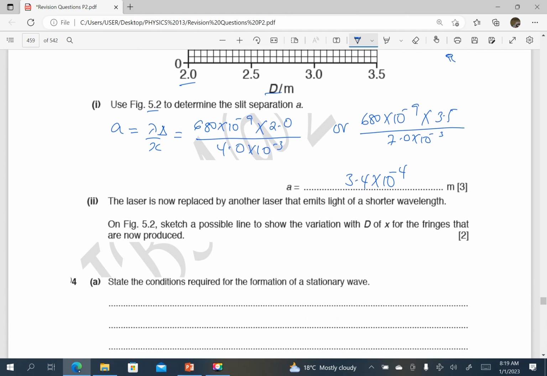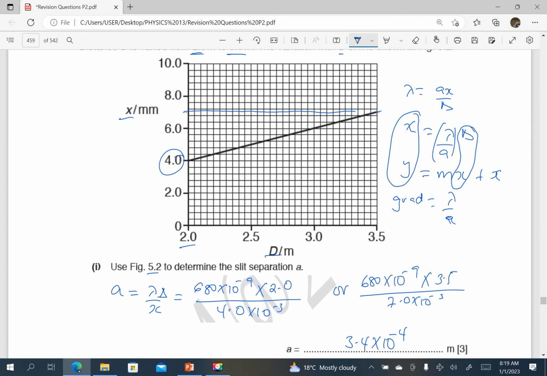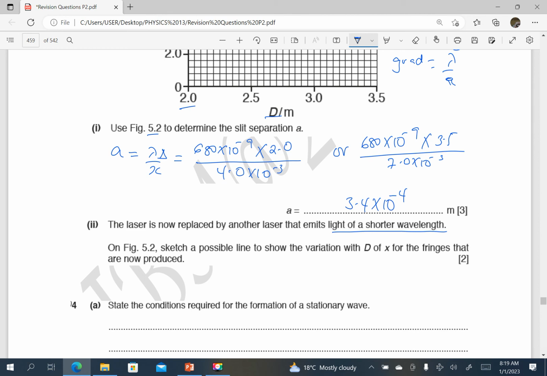The laser is now replaced by another laser that emits light of a shorter wavelength. Shorter wavelength, that is a smaller wavelength. Remember, we have already seen that wavelength is directly proportional to gradient. So since the gradient is equal to lambda over A, if the wavelength is smaller, the gradient should be smaller. The line should be less steep. And remember, gradient is change in x over change in D.